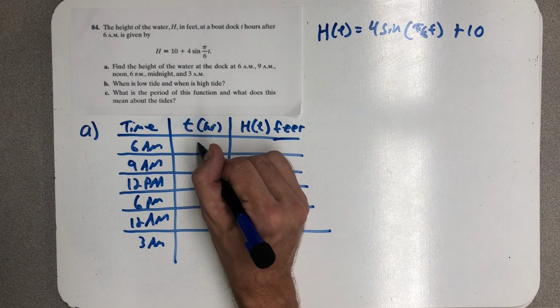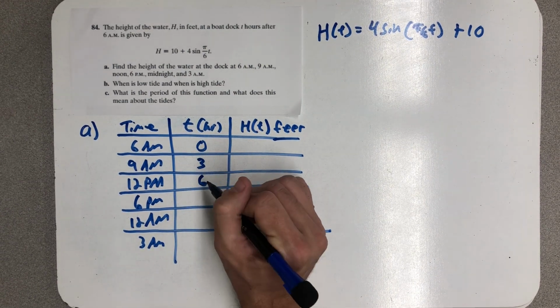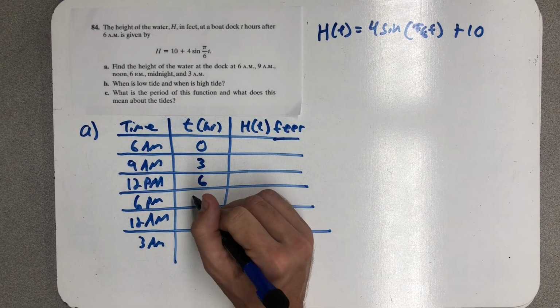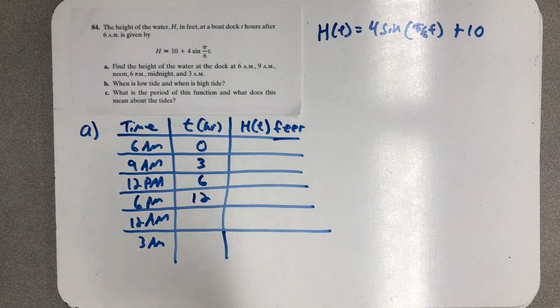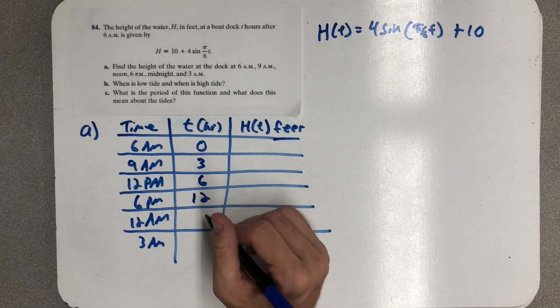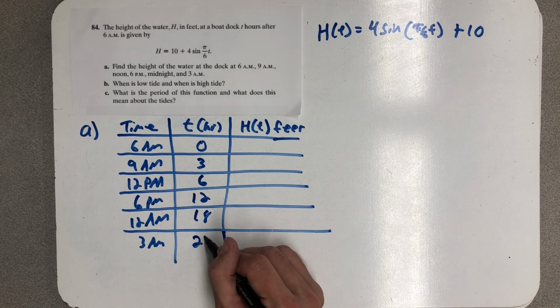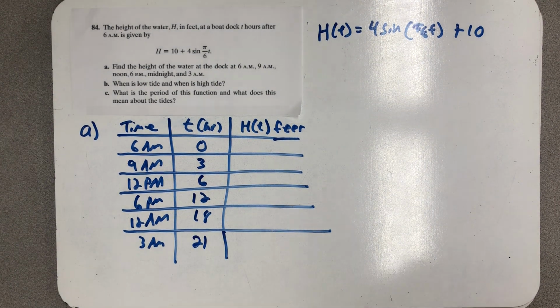So 6 a.m. itself would be the 0 hour, 3 hours later, 3 hours after that, and then we have a little jump here when we go 6 hours later. So we're just adding in the number of hours later to get to 12 a.m., midnight. We're another 6 hours out at 18, and then finally 3 more hours after that, 21. And now we just need to evaluate our function at these.